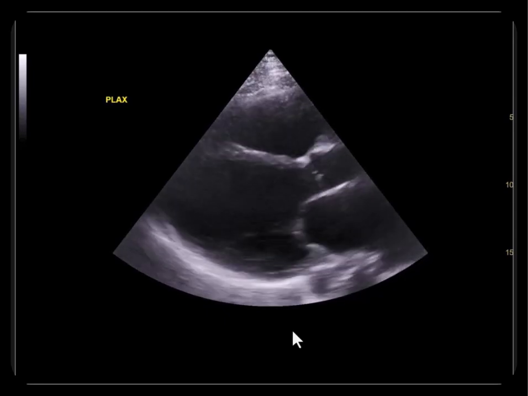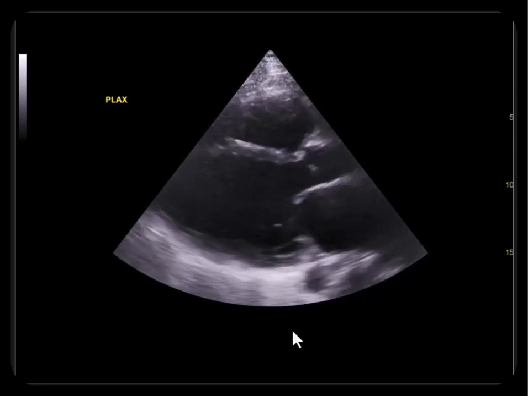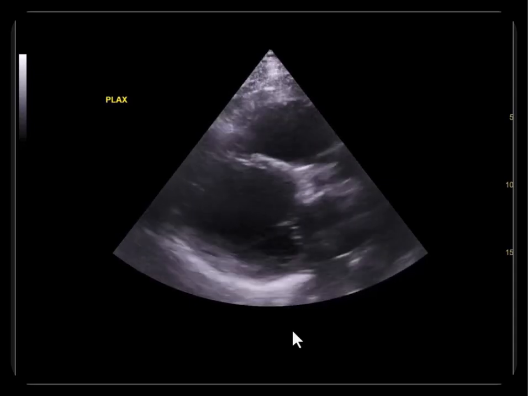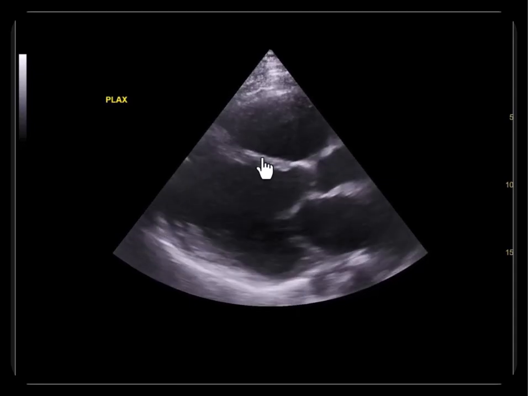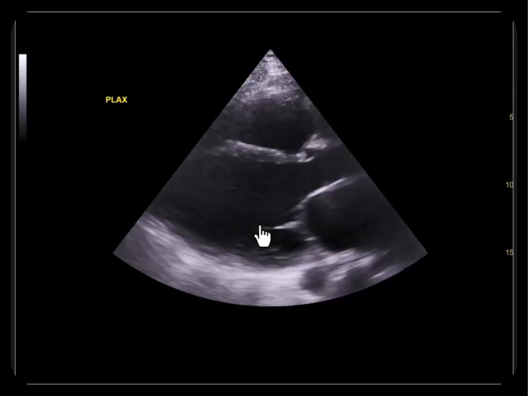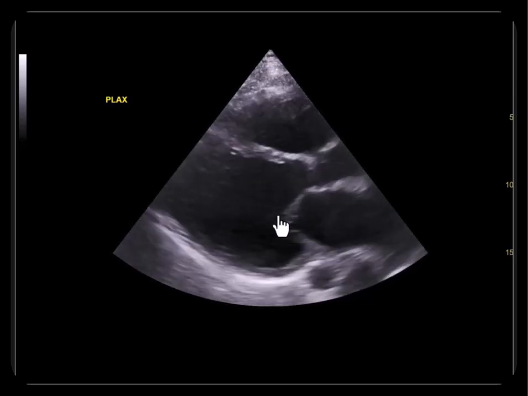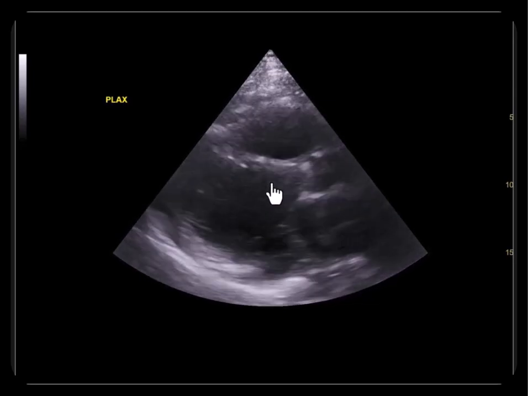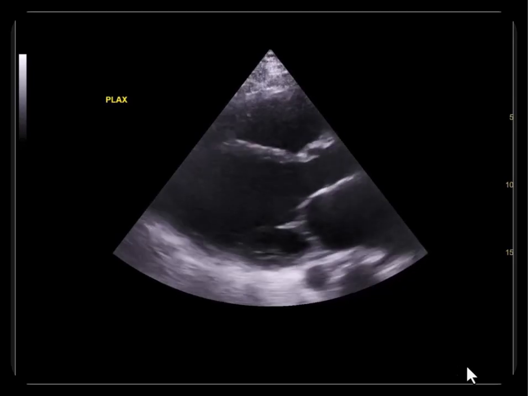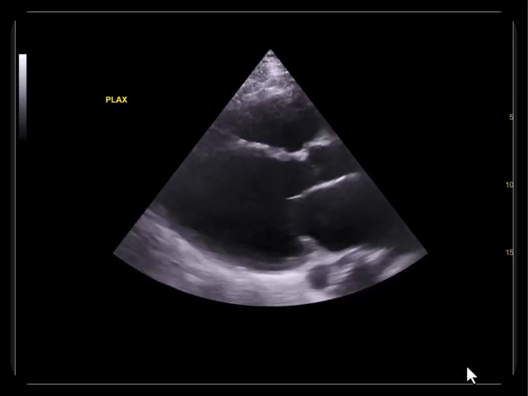So using a qualitative assessment, what do you think of the function of this left ventricle? That's correct. There's very little movement inwards of the ventricular walls, and this anterior mitral valve leaflet does not come up near the septum. So we will consider that this patient has severely reduced systolic function.